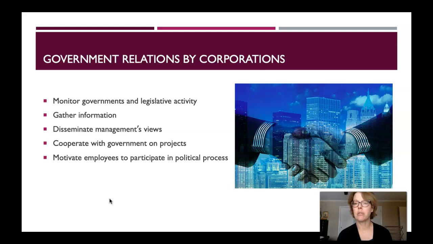Now, corporations use a lot of PR techniques to communicate to the government. So this is not actually the government doing PR, but these are the corporations that are communicating to the government. So they are monitoring what the government is doing and all the activity that might be going through Congress. They are gathering information. They are promoting their company's point of view back to the government. So there's a lot of government relations people, sometimes called lobbyists, that work for these different corporations and try to communicate information to the government.